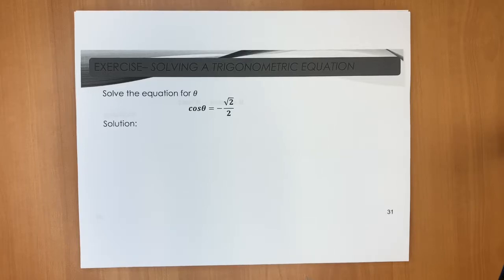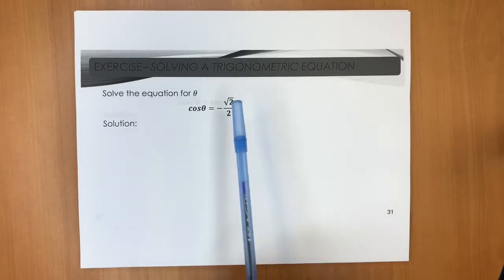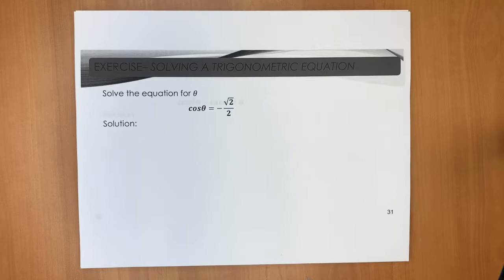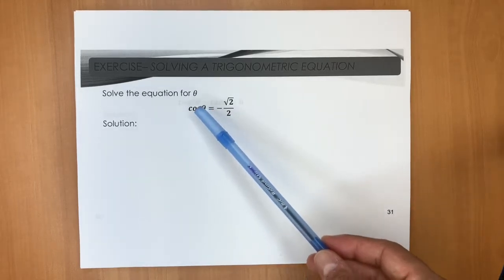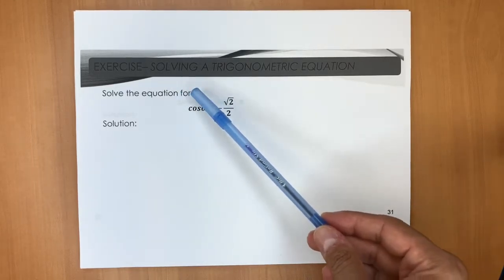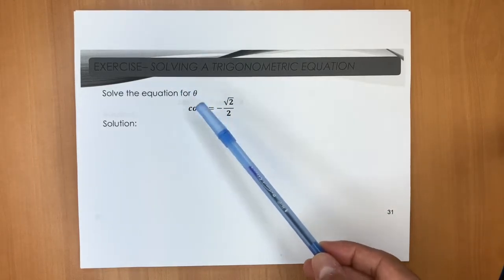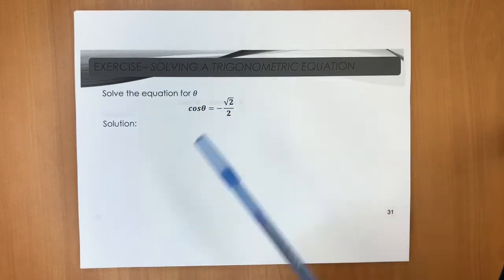First, I want to remind you what a trigonometric equation is. It's essentially an equation that involves trigonometric functions like sine theta, cosine theta, tan, cotan, secant, or cosecant theta. In this particular case, we have cosine theta equals negative root 2 over 2. So this is an equation that involves a trigonometric function, and essentially we are looking for an angle theta for which cosine of that is going to be negative root 2 over 2.